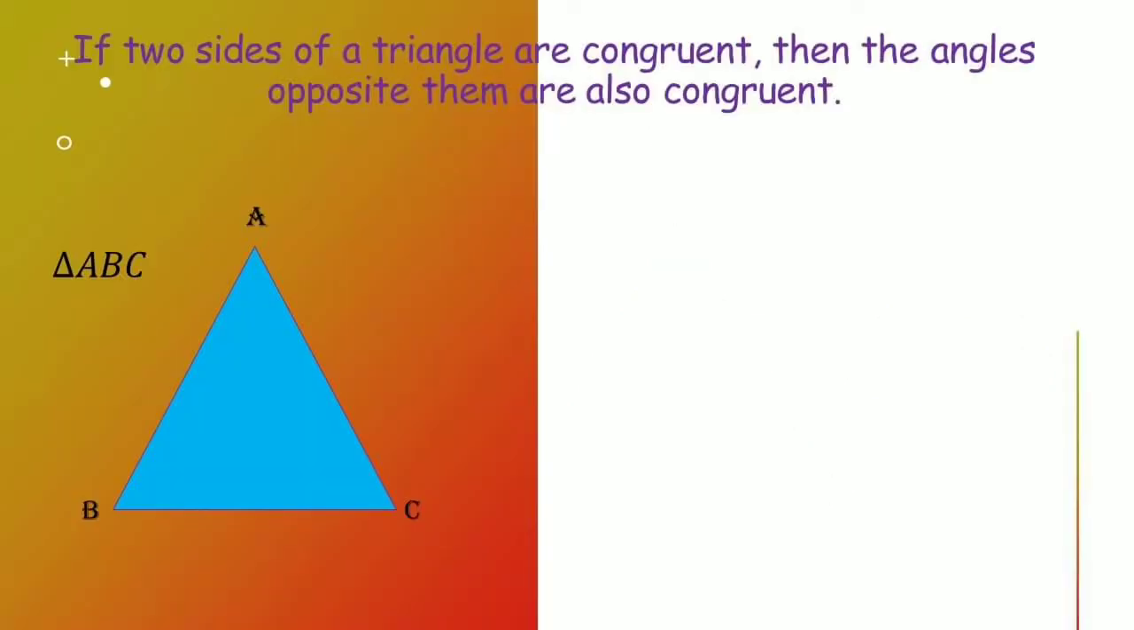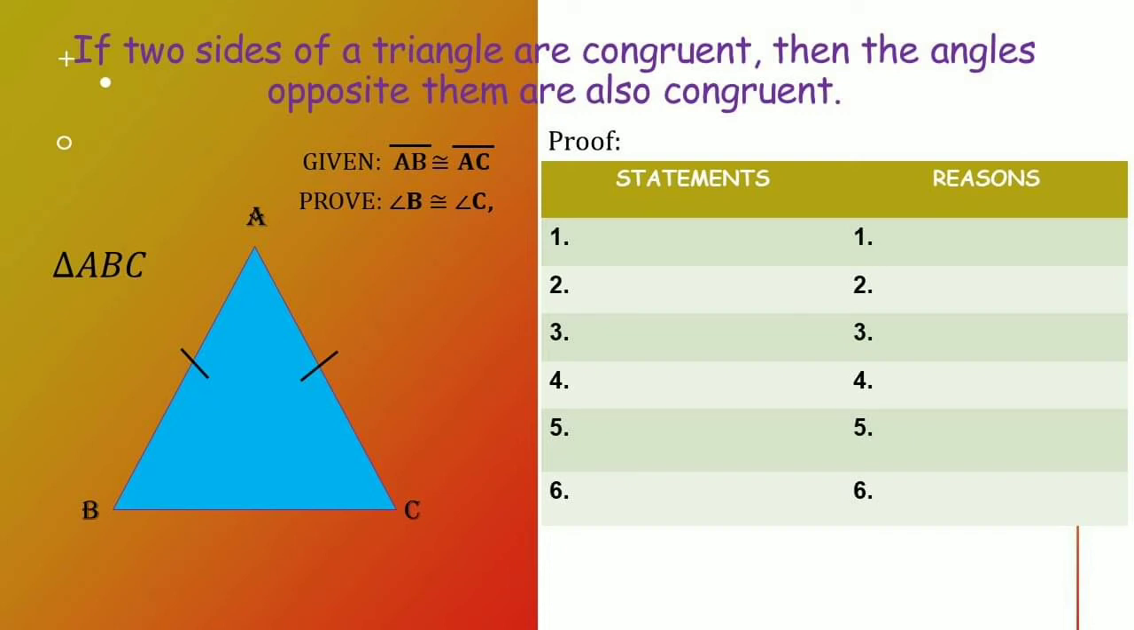Here is another figure, triangle ABC. The legs are marked as congruent. Our given will be segment AB is congruent to segment AC. Then we are going to prove that angle B is congruent to angle C. We are going to use the two-column proof. The first column is the statement and the second column is the reason.